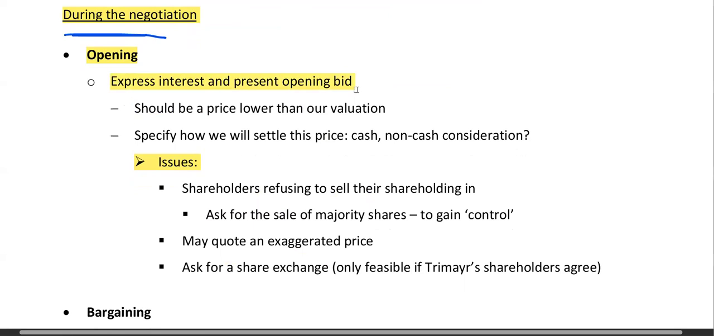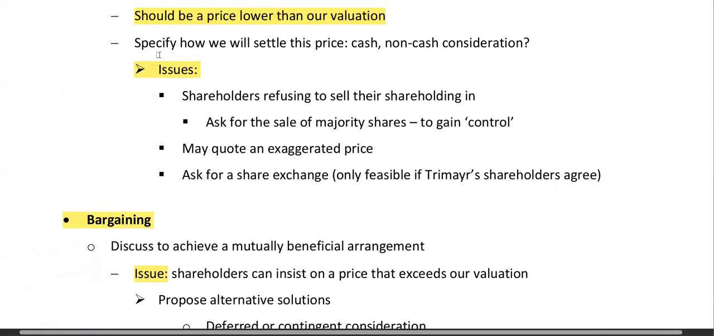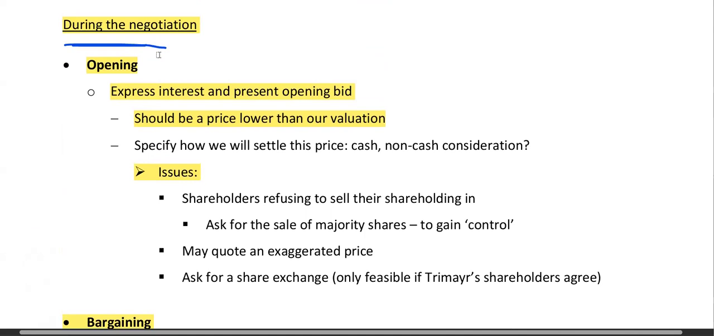And whenever we negotiate, ideally we should quote a price which is lower than our valuation for the company, because this will provide a scope to increase the prices, because definitely we will get to a bargaining stage. The owners are not going to accept our opening bid. So let's have some scope to increase the price, and let's start with maybe a lower price.